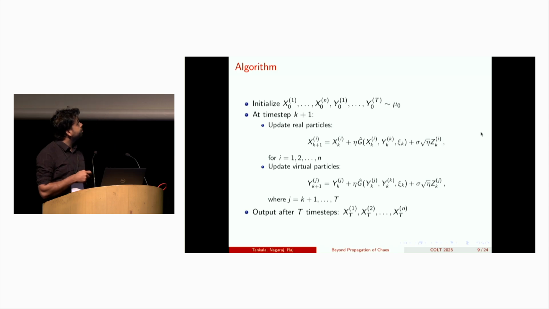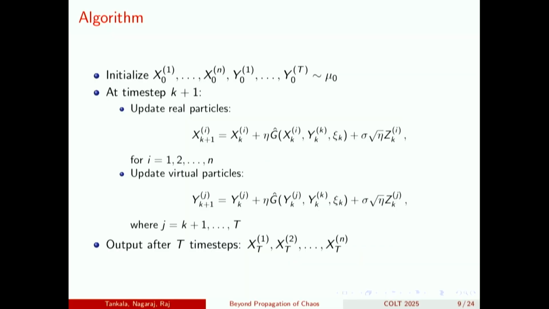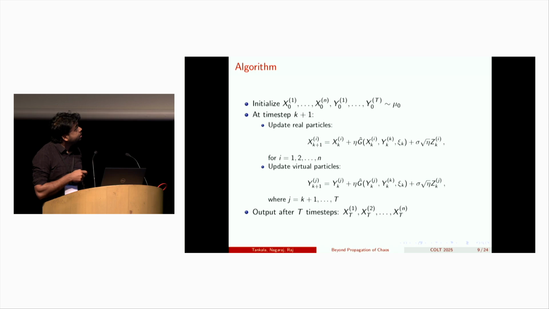So let's say we want to obtain n particles at the end, x_0 to x_n, that we start with. Apart from that, we have virtual particles that we will kill along the way. We start with three more particles sampled from the same distribution mu_0, the starting distribution. This is how the dynamics progress. We update, for all i from 1 to n, x_{k+1} like this, and we use y_k, the virtual particle, to approximate this thing.